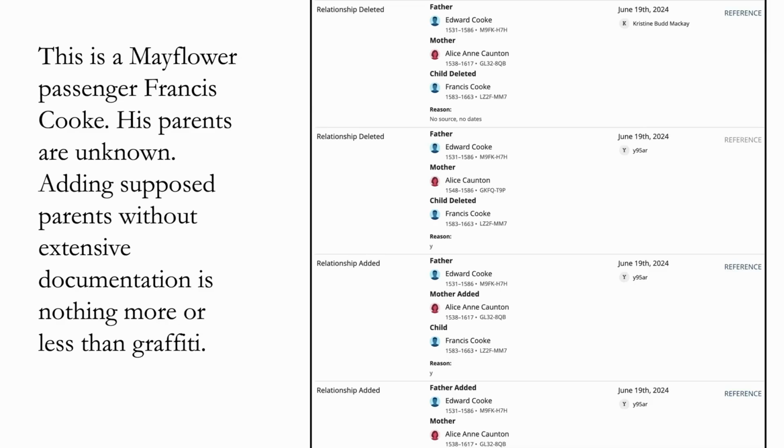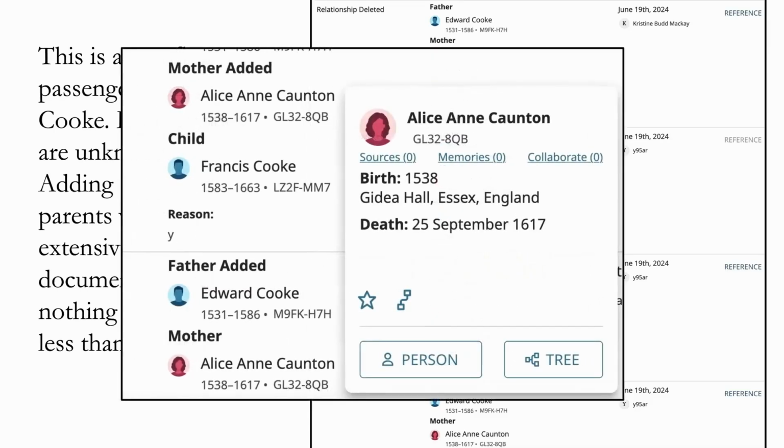These are the father and mother of Francis Cook. They've added Edward Cook, who was born in 1531, and Alice Compton, who was born in 1548. And you have Francis Cook, born in 1583. Now, Cook has his name there. But if you look at the mother that's added, her name is Alice Ann Compton, and if you do a little bit of research, she was born in 1538 and died in 1615.